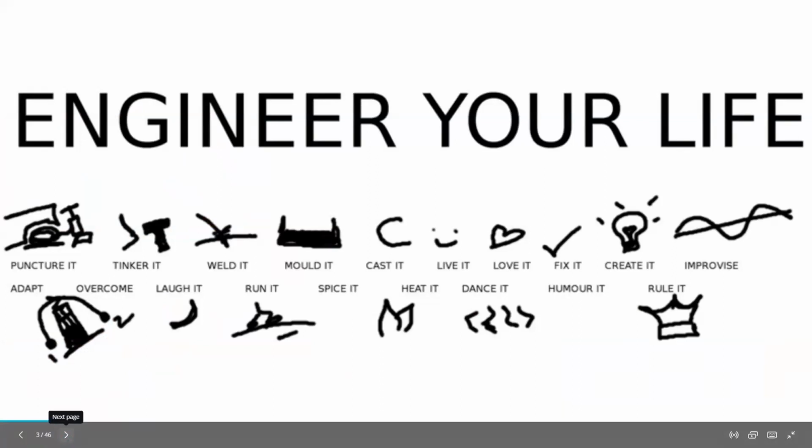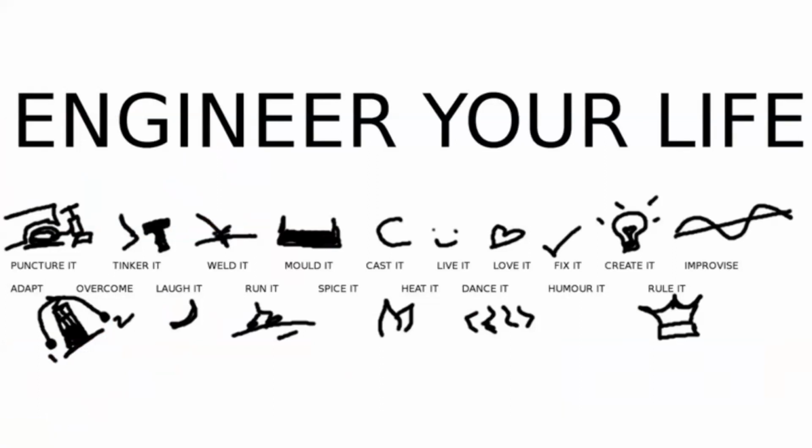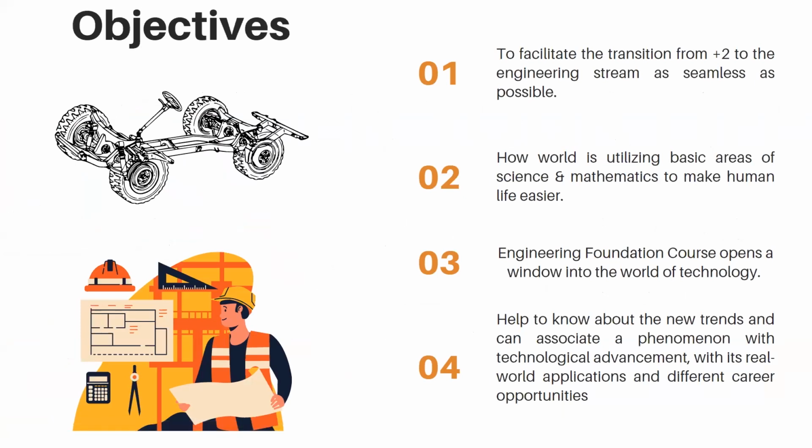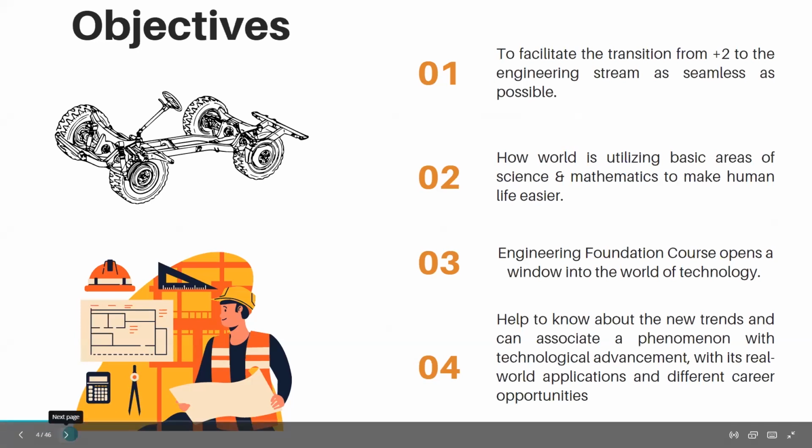Basically, I'm from that engineering background. For me, the advantages of becoming an engineer are that I can easily adapt to different situations, and I can manage multitasking very easily. I'll give you some idea about why we are doing this course. Here we aim to provide you an idea on where we are using the basic ideas of maths and science to make our life easier. We are going to relate all the topics with technology. We'll give you ideas about new trends, technological advancements, real-life applications of all the topics you have studied, and the different career opportunities in that field.